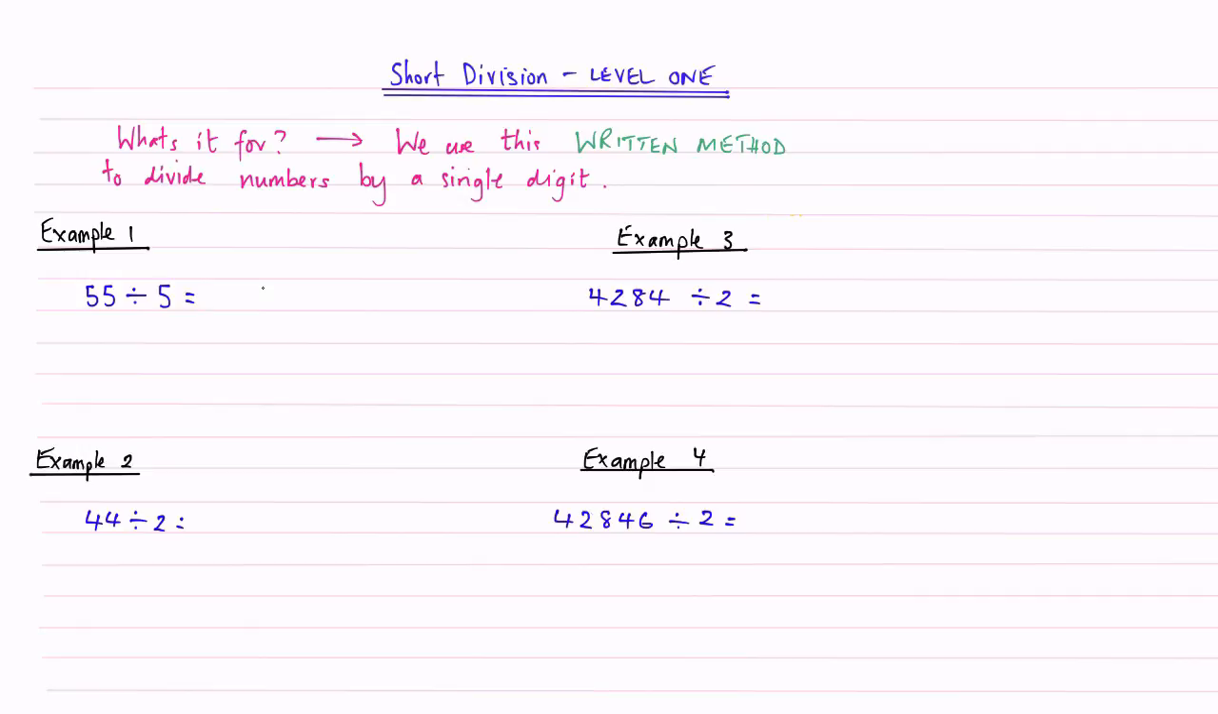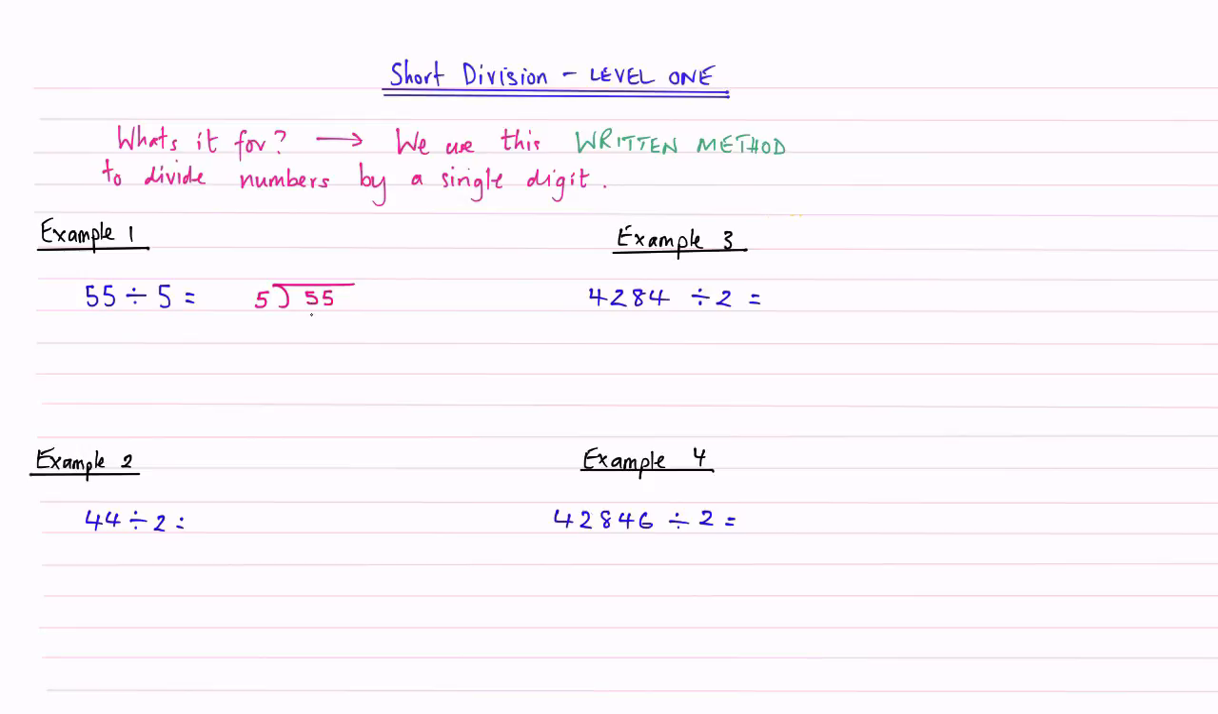So step 1 then is we're going to draw a little line and a curly brace. And then what we do is we write the number that we're going to divide underneath. And then the number that we're dividing it by goes on the outside. And then the next step is that we are going to take each digit in turn. So this 55, there's 2 digits.